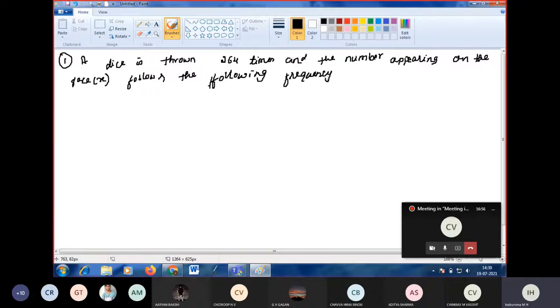It is like we are finding error, the correspondence between the observed value and the expected value that we are calculating. So write down the values they have given, the x values and the frequency.